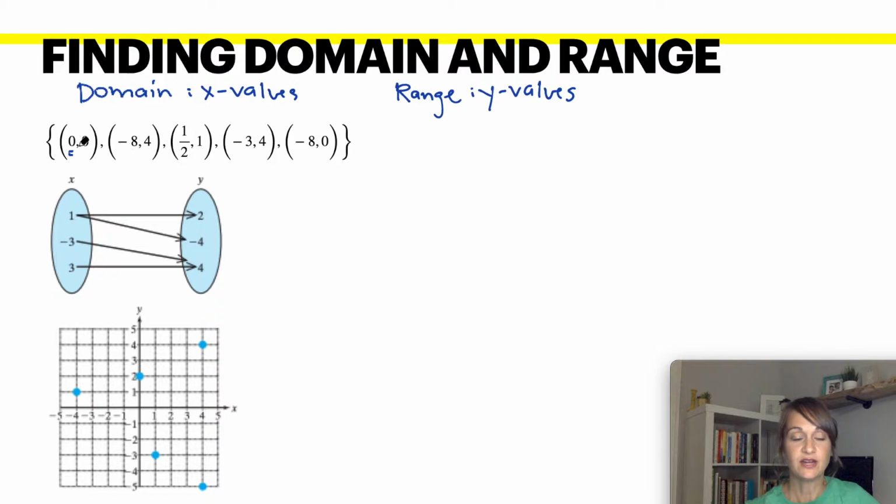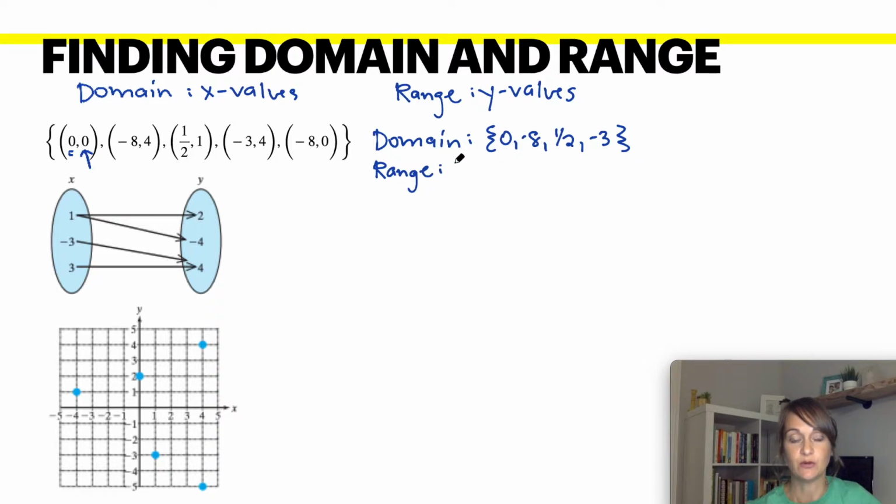So right here in the domain, we are looking for all of the x values. So the domain of this relation would be all of the x values. So 0, -8, 1/2, -3. Now we do not have to write -8 again because it's already written here. The range of this relation is all of the y values.